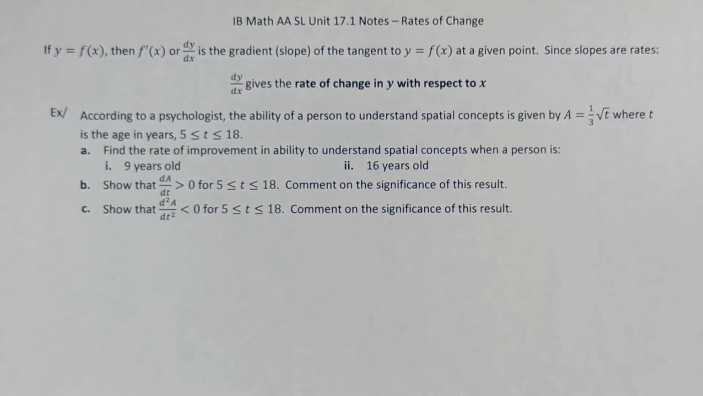According to psychologists, the ability of a person to understand spatial concepts is given by capital A equals 1/3 square root t. So I'm assuming capital A stands for ability, where t is this person's age in years, and we're talking about people between the ages of 5 and 18. Okay. It says find the rate of improvement in ability to understand spatial concepts when the person is 9 and 16. The moment you see rate, your job is to think derivative. Okay? That is your job.